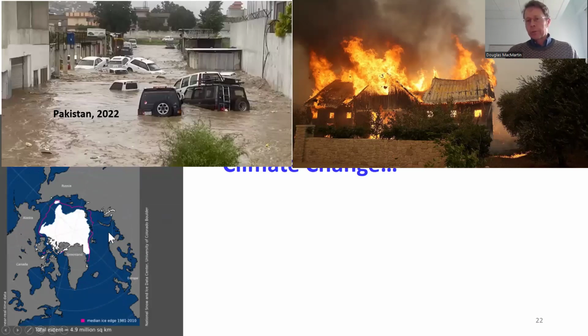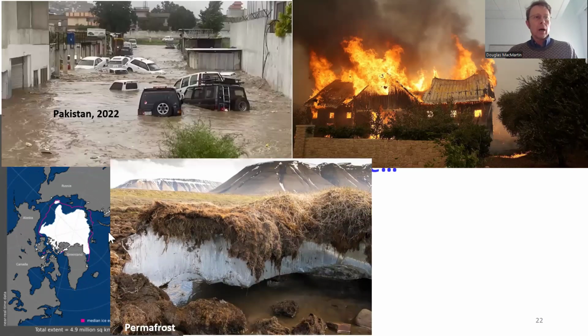Arctic sea ice, September sea ice, has been shrinking every year. That affects mid-latitude climate as well. Permafrost thawing.